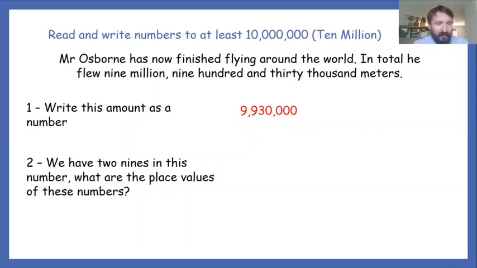We have 2 9s in this number. What are the place values of these numbers? Well, once you've written the number out, that's going to massively help you. The first one we're looking at is 900,000, and the second 9 is 9 million. Fantastic. Have a look. Hopefully you've got that right. Give yourself a tap on the back.